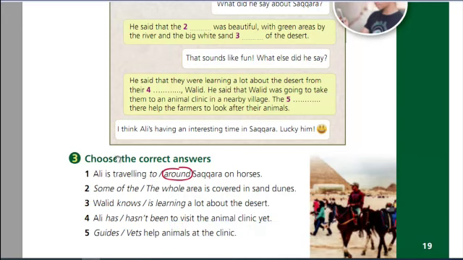Exercise number 2, choose the correct answer. Number 3, choose the correct answer. Some of the whole area is covered in sand dunes. The answer will be some of the. Now the whole area is covered in sand dunes. Walid knows or is learning a lot about the desert, so the answer will be Walid knows a lot about the desert.